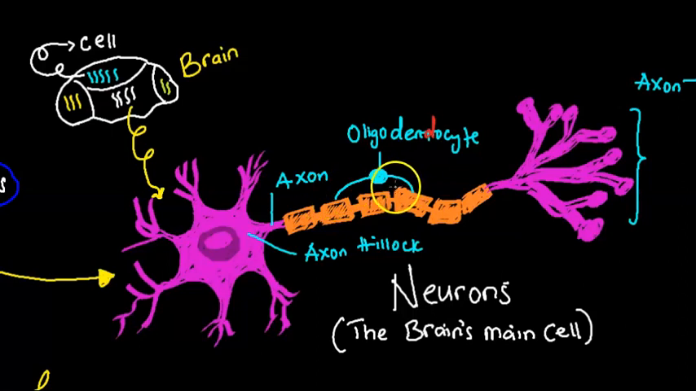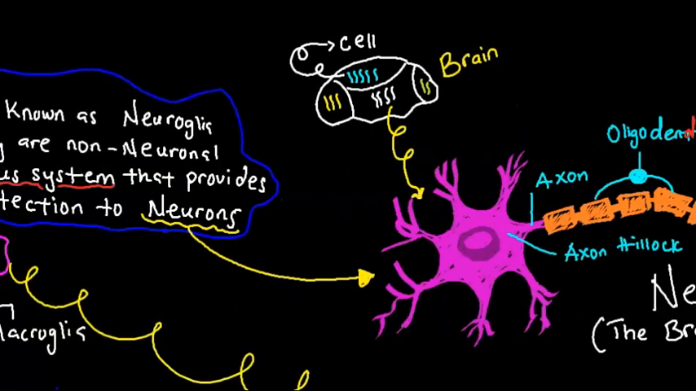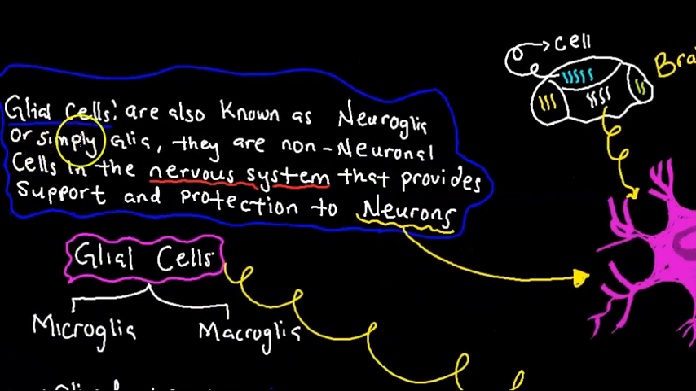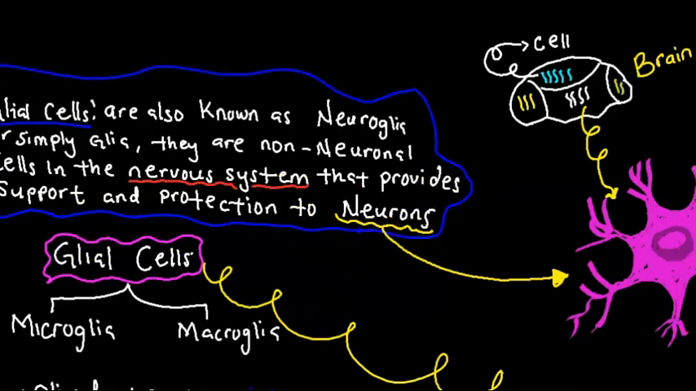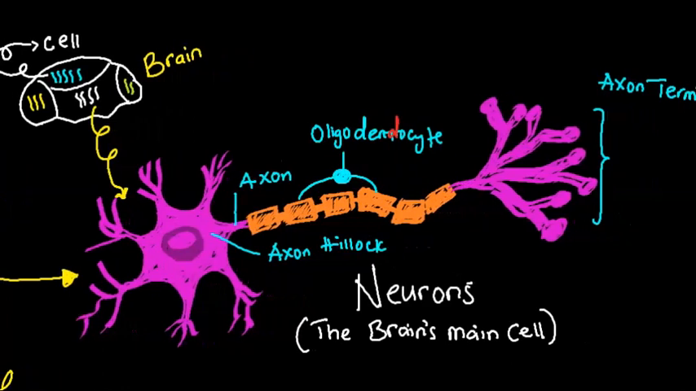Remember, here we have the oligodendrocyte, which is attached to this sheath, which we are going to explain more later in this video. Remember, from the definition, the glial cells are also known as neuroglia or simply glia. They are non-neuronal cells in the nervous systems that provide support and protection to neurons. We dived in to look at what neurons are, specialized cells that can receive, process, and transmit electrical and chemical signals.